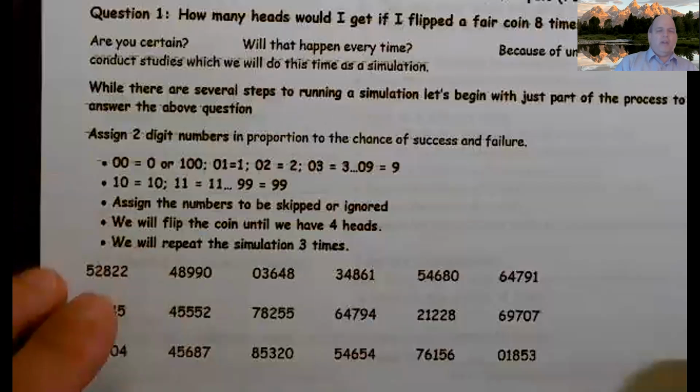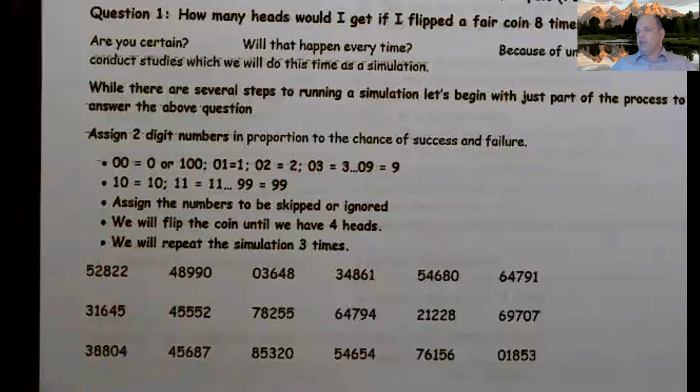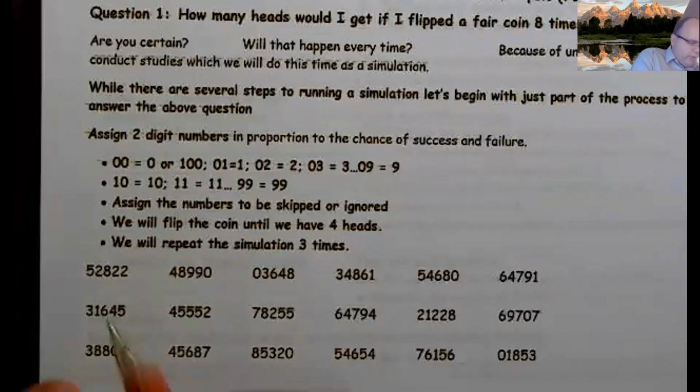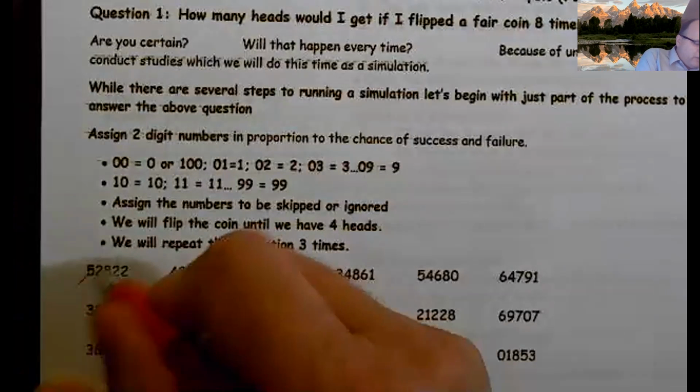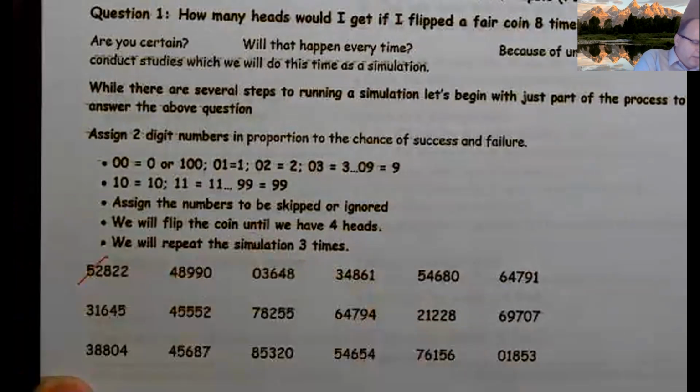All right, I'm in the advanced mode, which scares me because I'm likely to make a mistake. But we said that 0 through 49 equals a head, and everything else is tails. And I want the number of heads. So I look at that very first two-digit number, and it's a 52. Well, 52 is not a heads, so I scratch it out. That didn't help me. That's a tails.